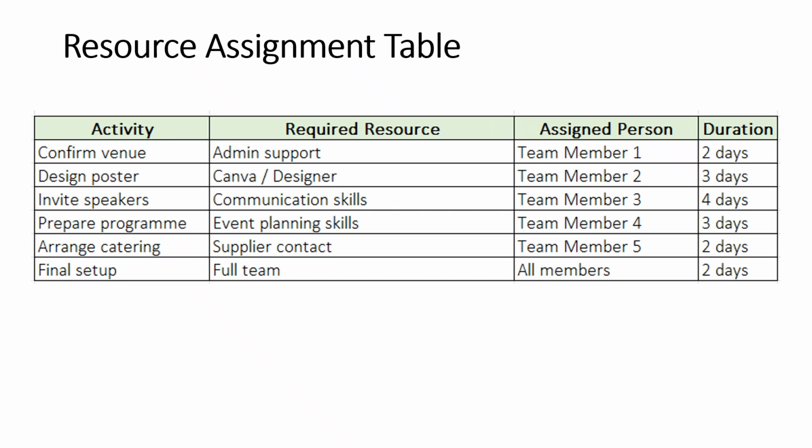This slide shows an example of a resource assignment table. The table lists the activity, required resource, assigned persons, and durations. For example, confirming the venue may require administrative support and can be assigned to team member 1. Designing the poster requires design skills and software, so it can be assigned to team member 2.